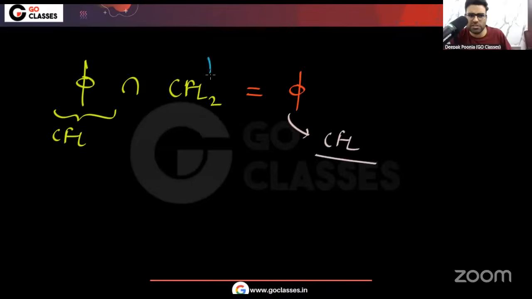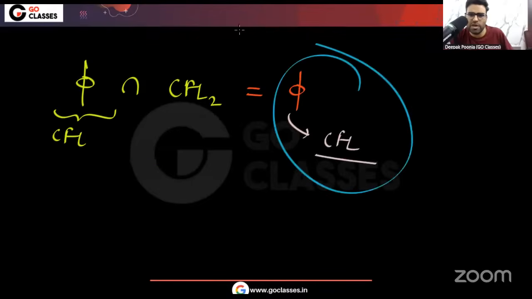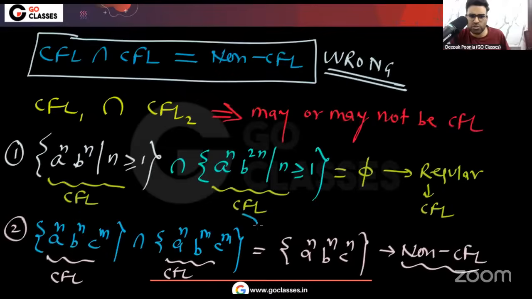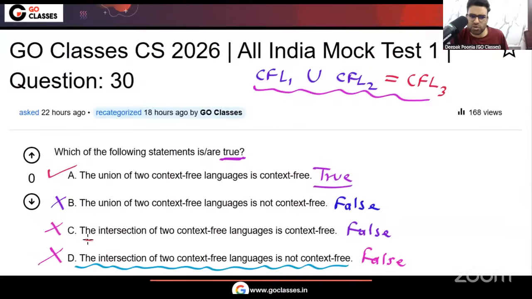So here you can see that the intersection of two CFLs may be CFL, and the intersection of two CFLs may not be CFL. Finally, I can say that the intersection of two CFLs may or may not be CFL. So you cannot say that the intersection of two CFLs is CFL. Also, you cannot say that it is non CFL. So finally, for this question, the answer will be option A. I hope you understood this question.